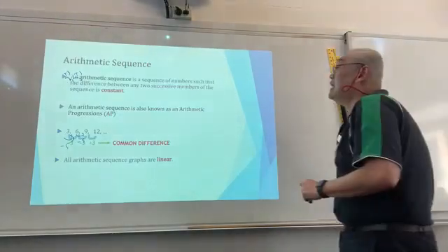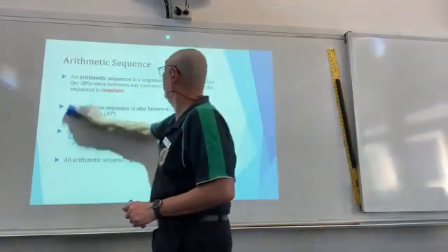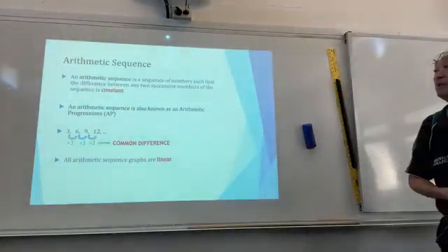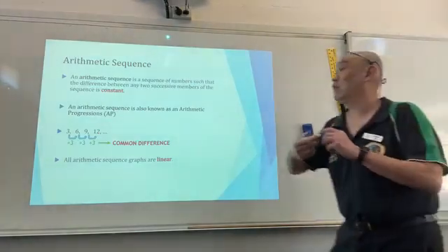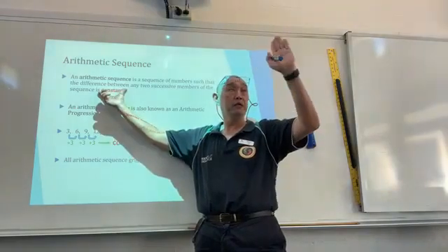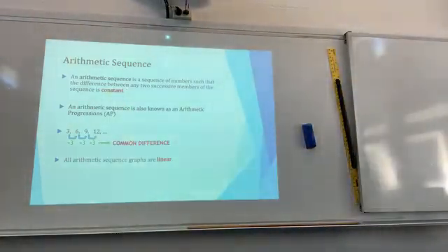Arithmetic sequence, let's define it. An arithmetic sequence is a sequence of numbers such that the difference between any 2 consecutive numbers of the sequence is constant. The word constant is important. It must always be constant, exactly the same number. All right? Now, an arithmetic sequence is also known as an arithmetic progression. So those are the 2 terms you need to know.